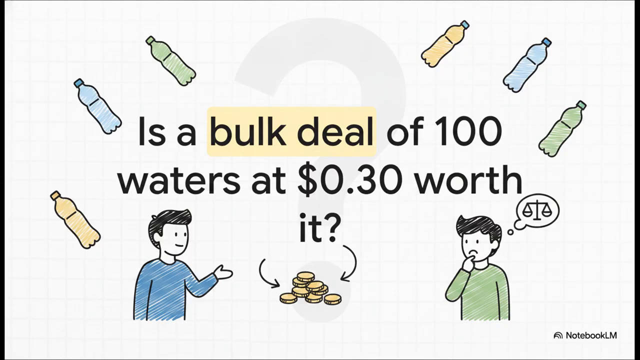A supplier comes along and offers 100 bottles of water for $30 for the next game. That breaks down to exactly 30 cents each. That is literally the lowest unit price they have seen in the entire simulation. So, I'm asking you, is it a smart buy?